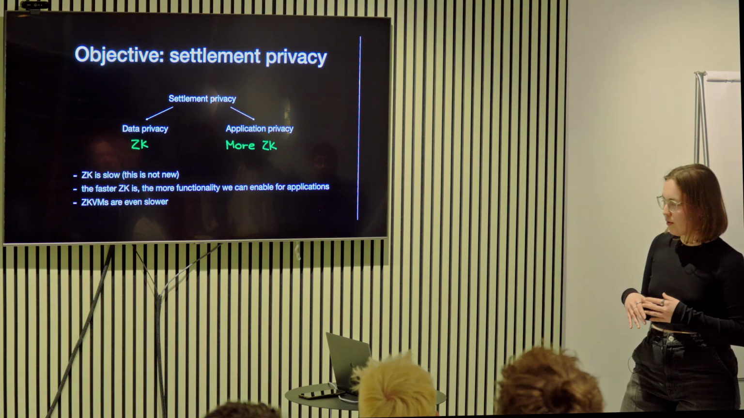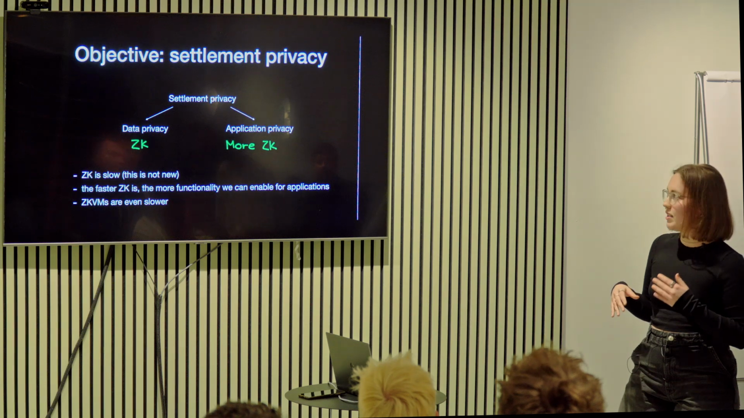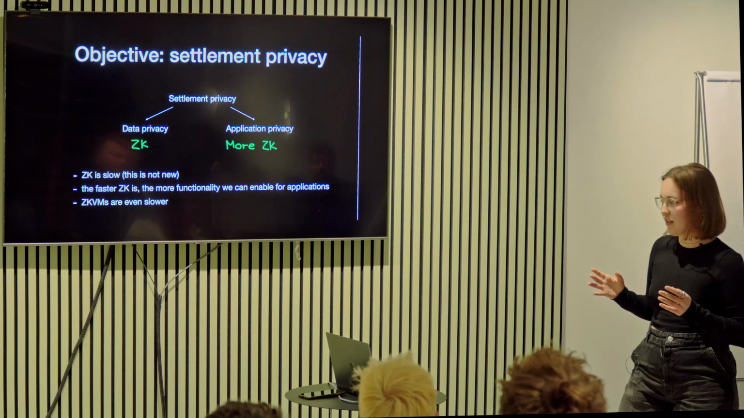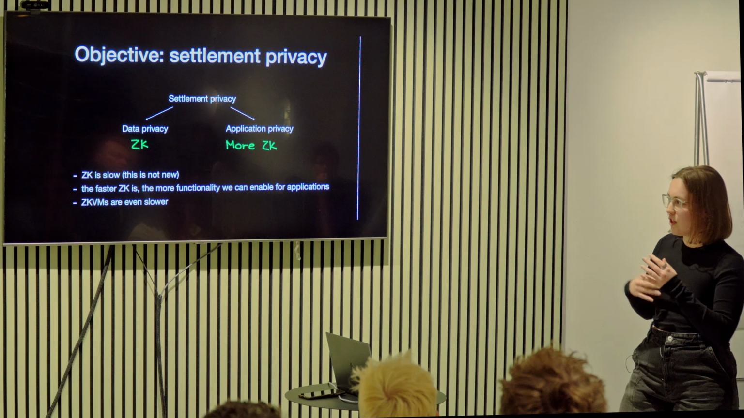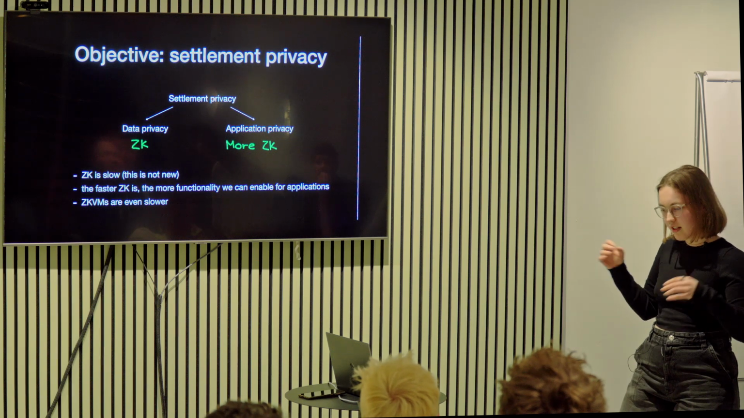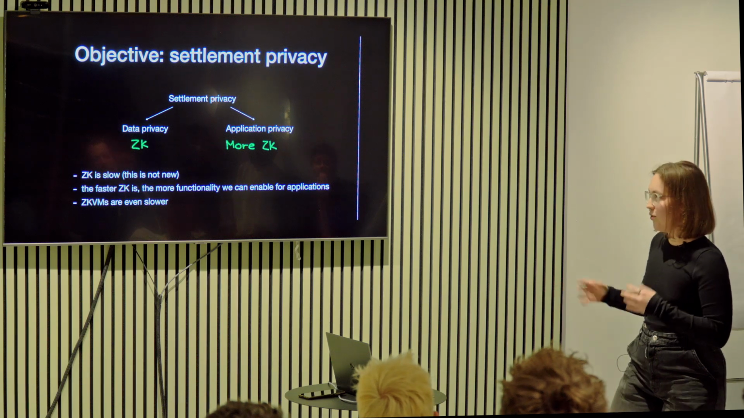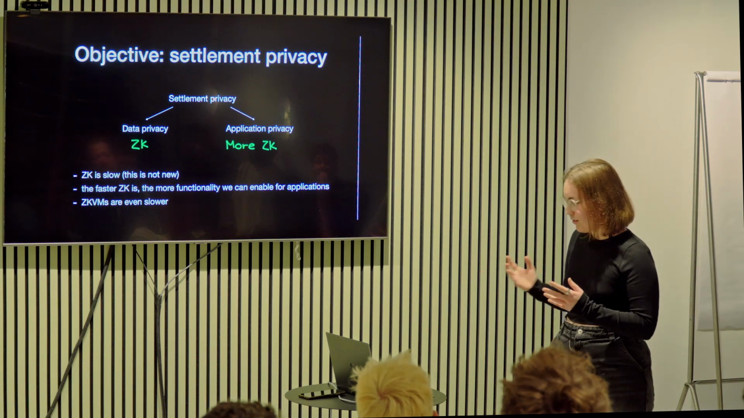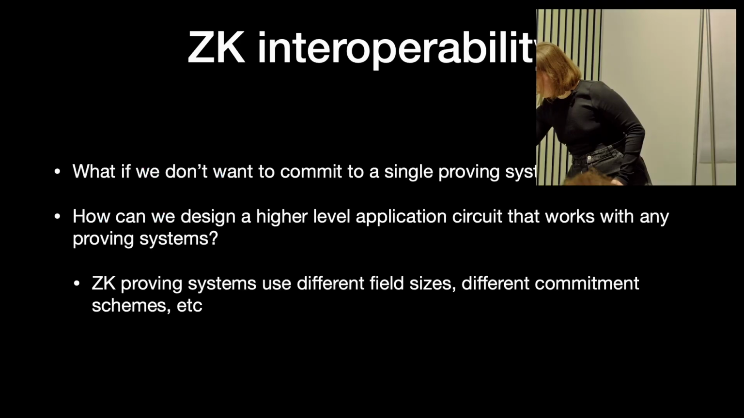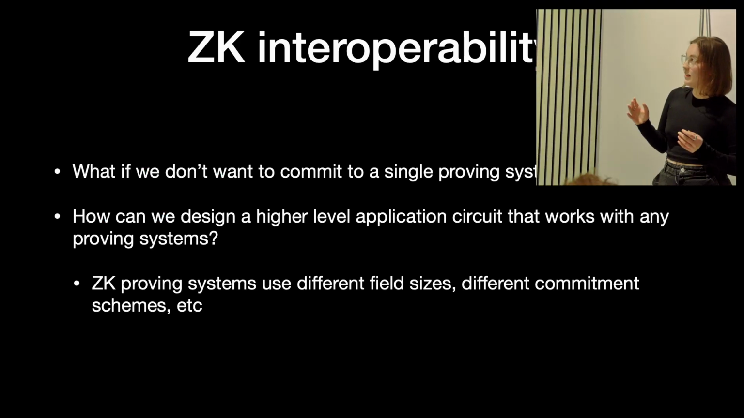At the same time, we want to use ZK VMs because we have a lot of applications, and writing custom circuits for each one might be annoying from the toolchain perspective. But ZK VMs are even slower. So everything is super slow. We need to make everything faster. Precompiles are very cool. But there are more problems.